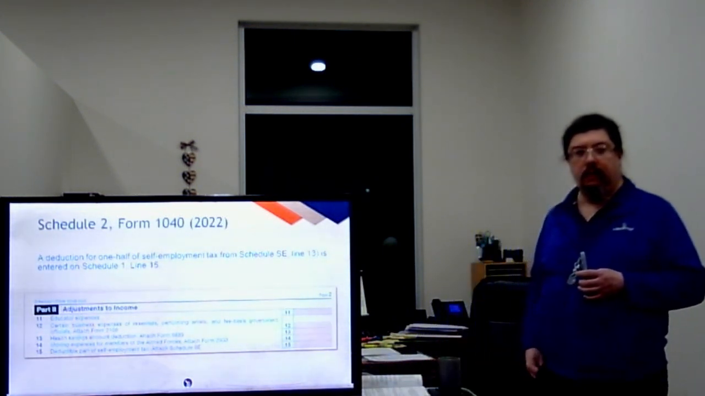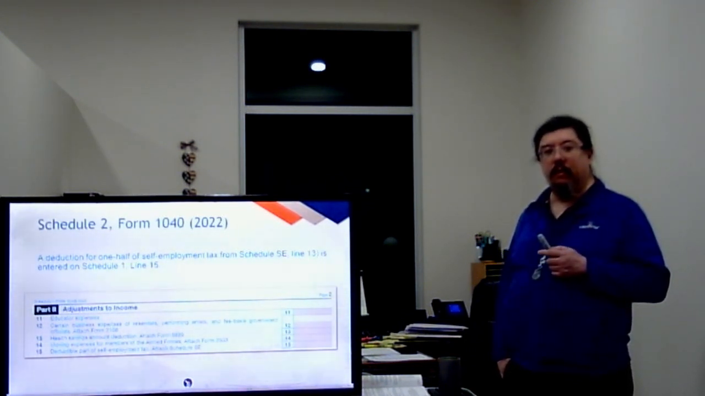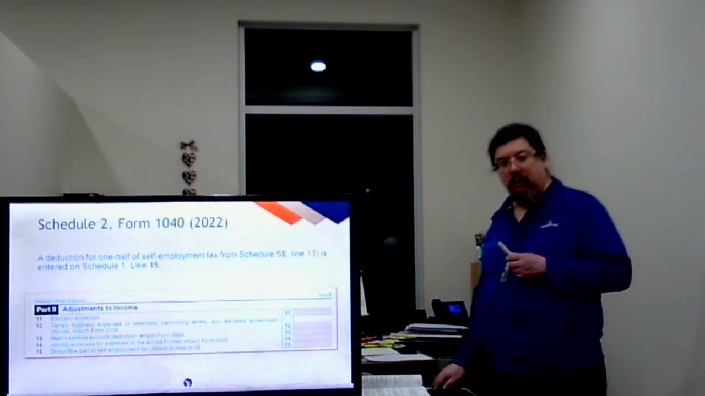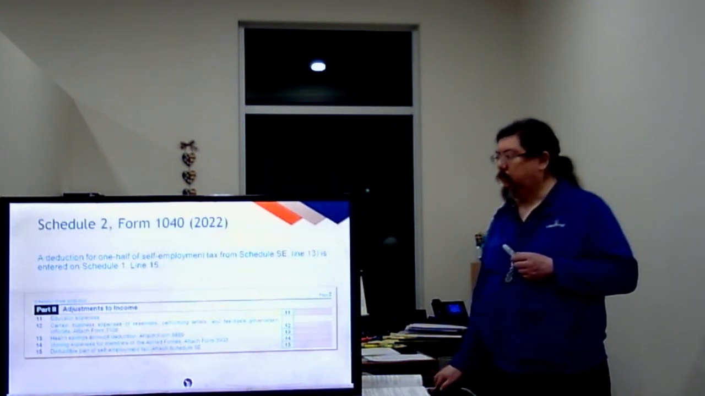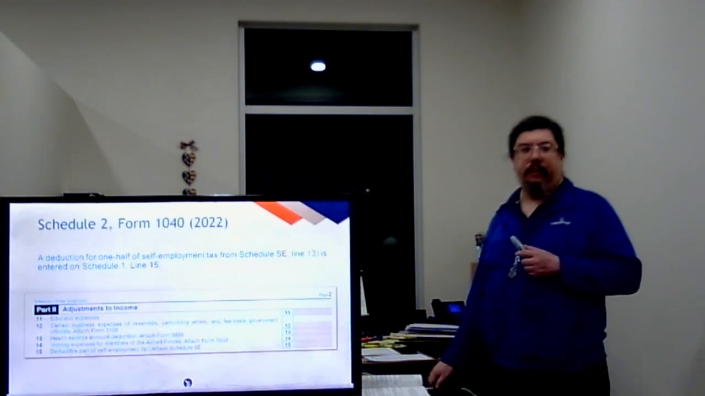So outside of filling out the Schedule SE, on Schedule 2 you basically have your self-employment tax on Part 1, line 4, where you list the total amount that you owe. And then on line 15 you enter your deductible portion. Yeah. How do you calculate the deductible portion? It's half. It's exactly half of your self-employment tax.